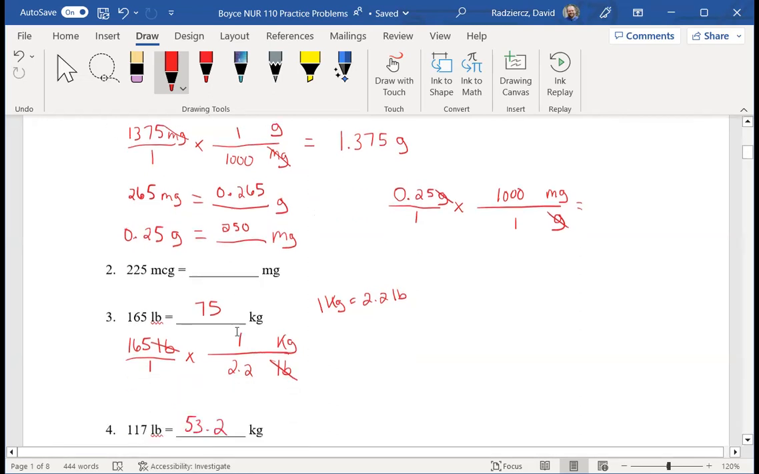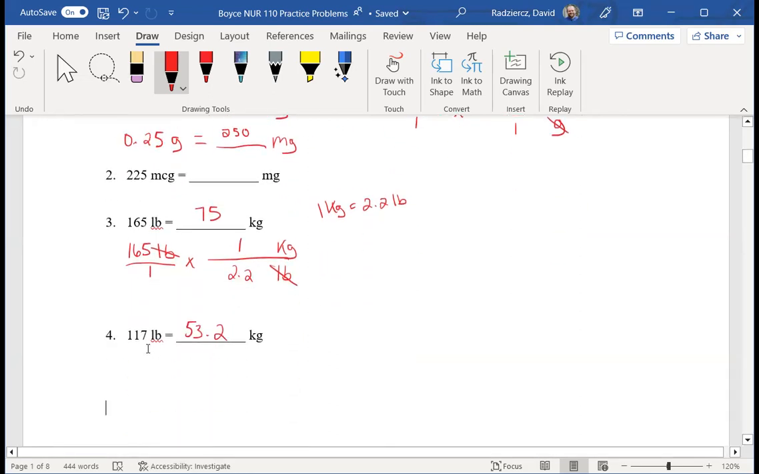But when you're going from household to metric, such as pounds to kilograms, now you're going into different units. And then when you see on your calculator it says 53.18181818, that's your clue to round to the nearest tenth.